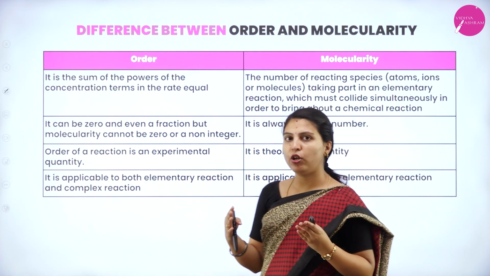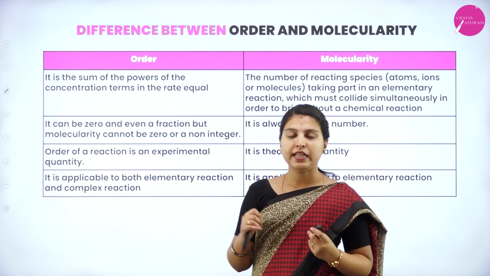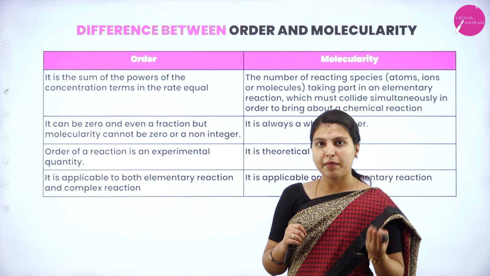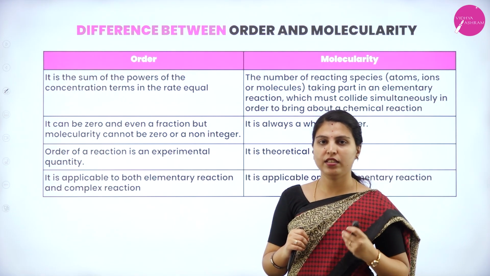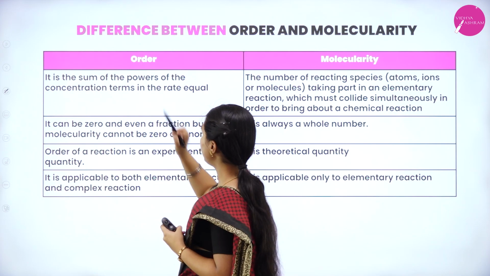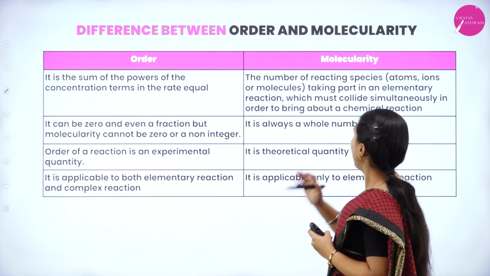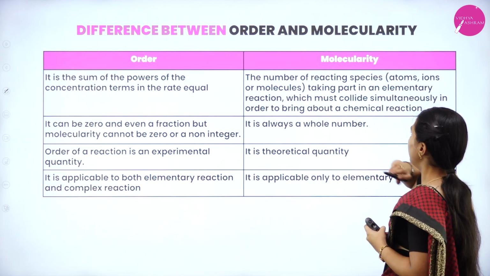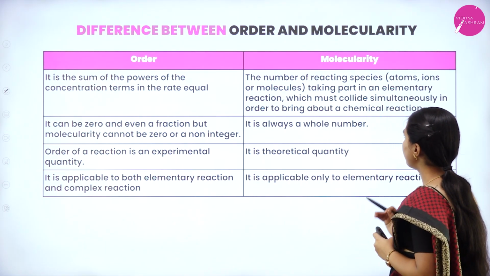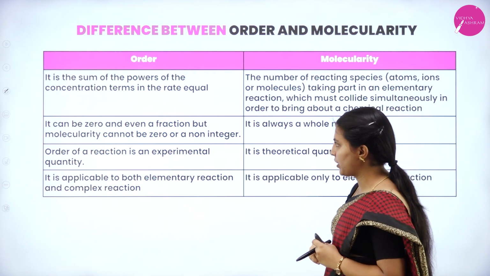Next, the difference between order and molecularity. Though order and molecularity resemble each other, they are completely different. Order is the sum of powers. Molecularity is the number of reacting species. So, we will see one by one. Order is the sum of the powers of the concentration terms in the rate equation. And molecularity means the number of reacting species taking part in an elementary reaction which must collide simultaneously in order to bring about the chemical reaction.